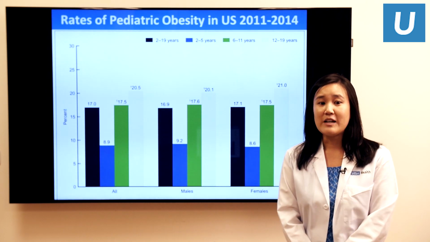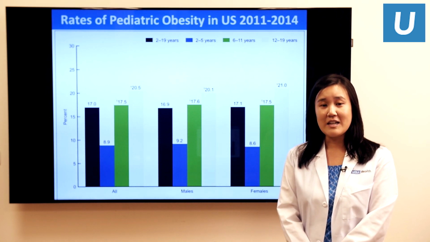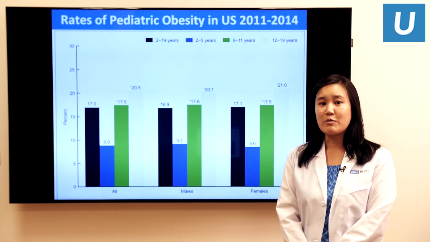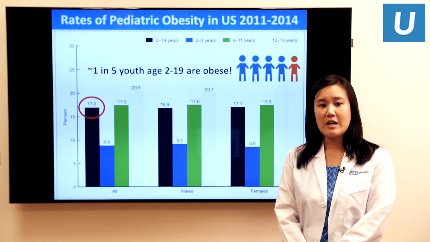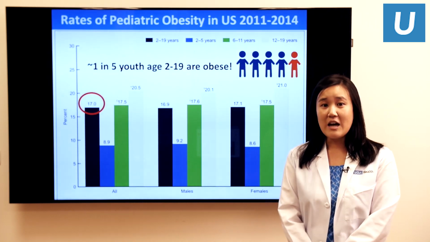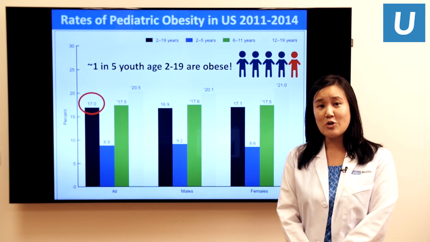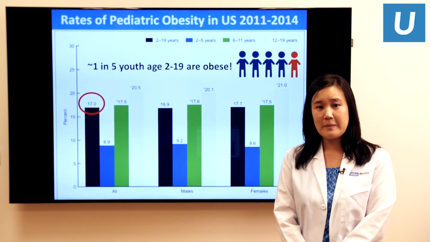This slide shows the increasing rates of pediatric obesity in the United States. From 2011 to 2014, the rates of pediatric obesity reached about 20%. In other words, 1 in 5 children and teens aged 2 to 19 are obese.